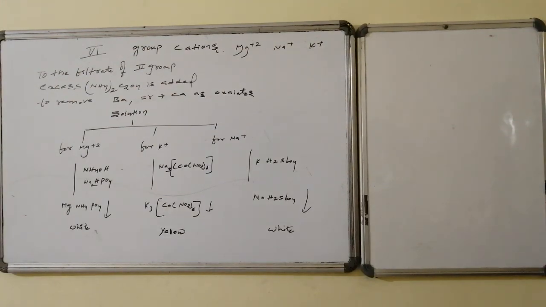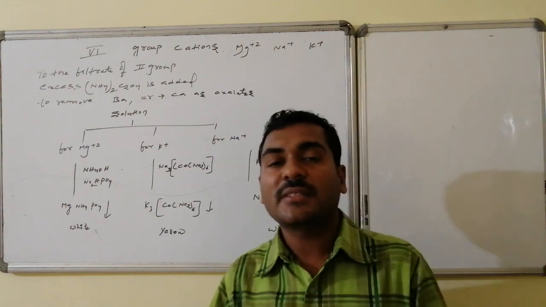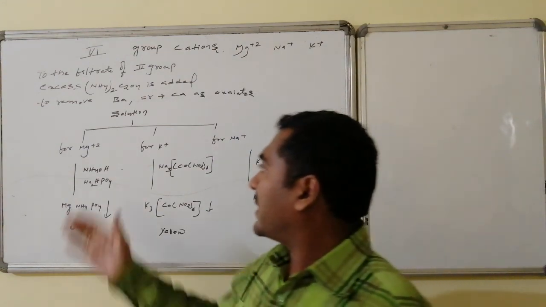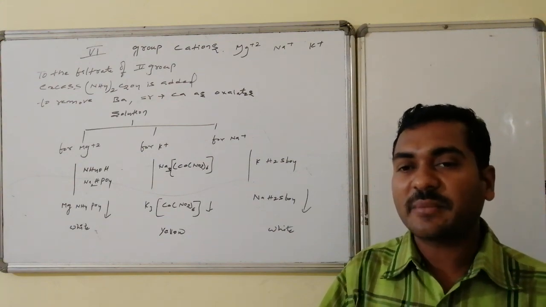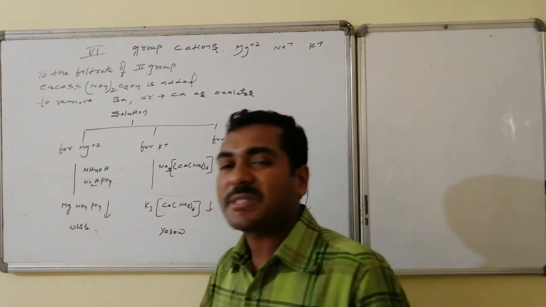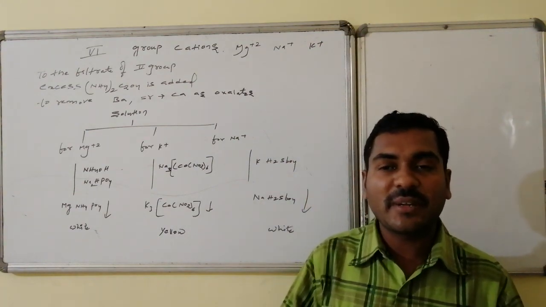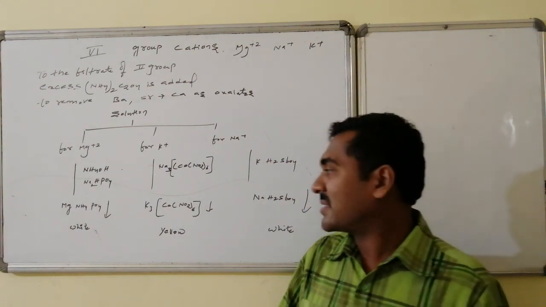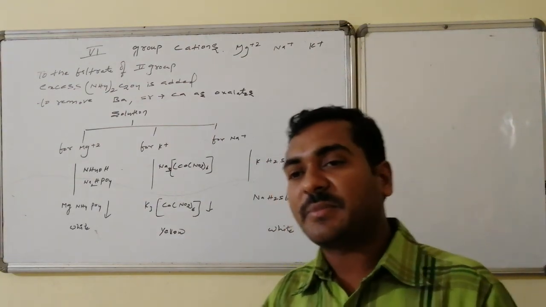Yes, the flowchart representation related to the identification and confirmation of the 6th group radicals: the salt solution after precipitating barium, calcium, strontium. Here there is no specific group reagent. Magnesium on reaction with excess ammonium hydroxide followed by disodium hydrogen phosphate salt is converted to magnesium ammonium phosphate, which is a white color precipitate.